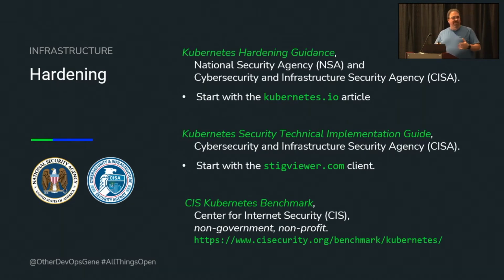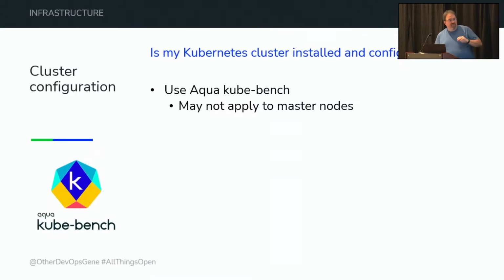Whatever system you're using, they probably have one out there, and you can just go through and walk down the checklist of these are the things I should be doing to make sure I lock down my system as well as possible. Now, even better than that is we can run a tool that will do that same thing for us. Aqua Security has a tool out there called KubeBench.